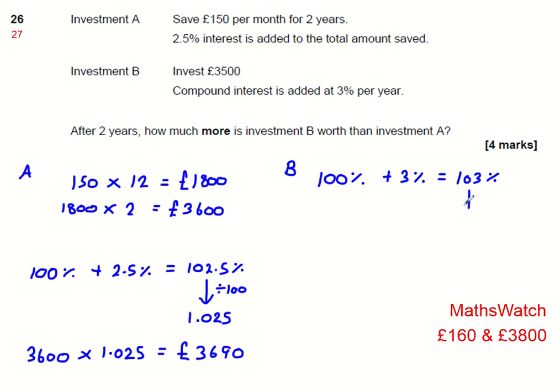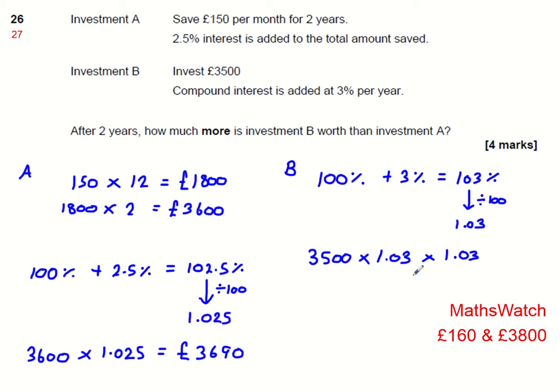So 103% as a multiplier, if we divide that by 100, is 1.03. So there's our multiplier to increase something by 3%. Now we're going to be doing this for 2 years, which means that we're going to start off with 3,500 and we're going to multiply it by 1.03. That will work out how much money we have at the end of the first year, and then we'll multiply it again by 1.03 to work out how much we'll have at the end of the second year.